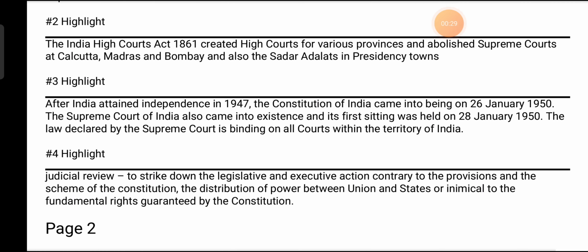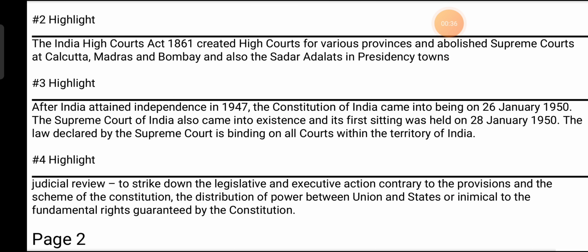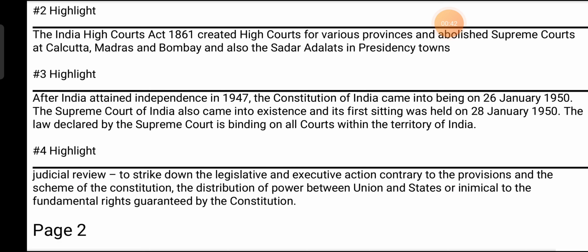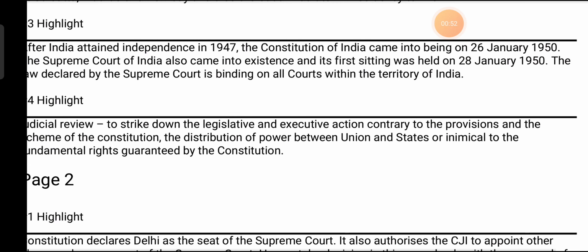After India attained independence in 1947, the Constitution of India came into being on 26th January 1950. The Supreme Court of India also came into existence, and its first sitting was held on 28th January 1950. The law declared by the Supreme Court is binding on all courts within the territory of India.